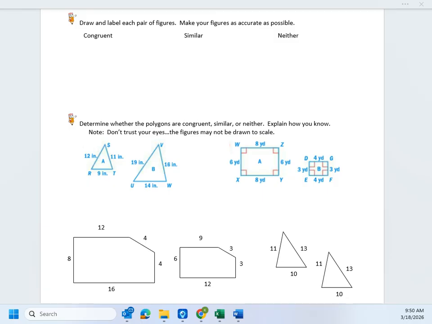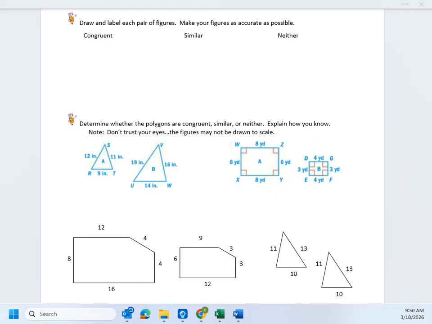I'm going too fast because it's a short class today and I needed to stop and think. No. Congruent by definition is same shape, same size. Similar, same shape, different size. So it's one or the other, or neither.